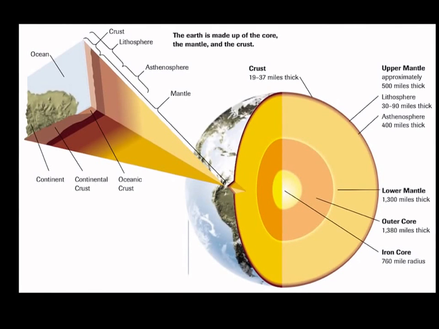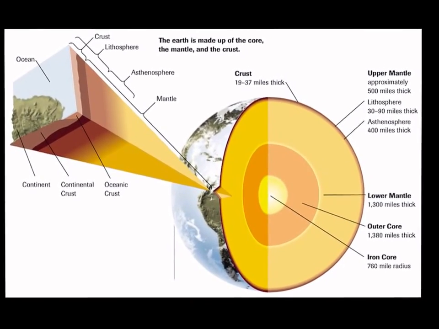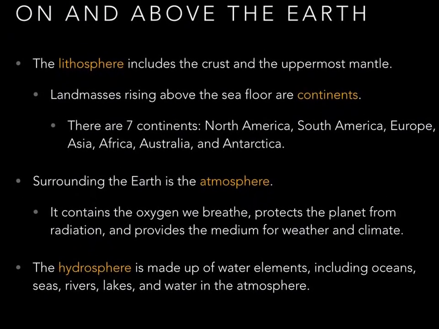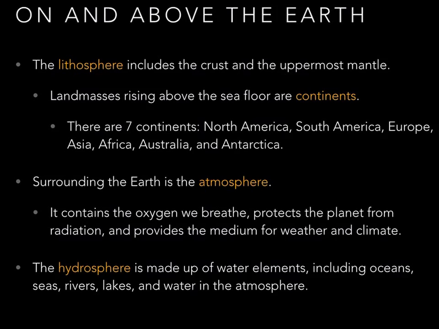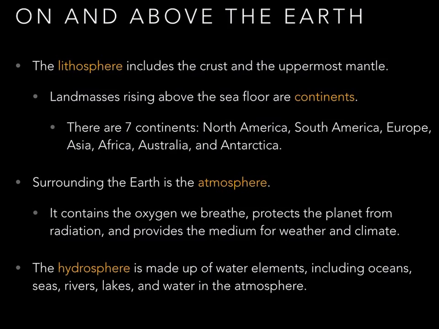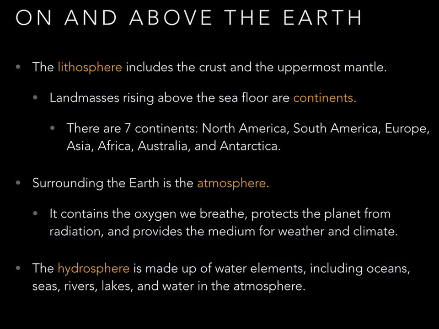You may want to pause here, examine this diagram to understand these concepts a little bit more clearly. On and above the Earth. The lithosphere is the crust of the Earth. It's what we stand on, it's what we build our homes on. Land masses rise above the seafloor, and these are referred to as continents. There are 7 continents: North America, South America, Europe, Asia, Africa, Australia, and Antarctica.